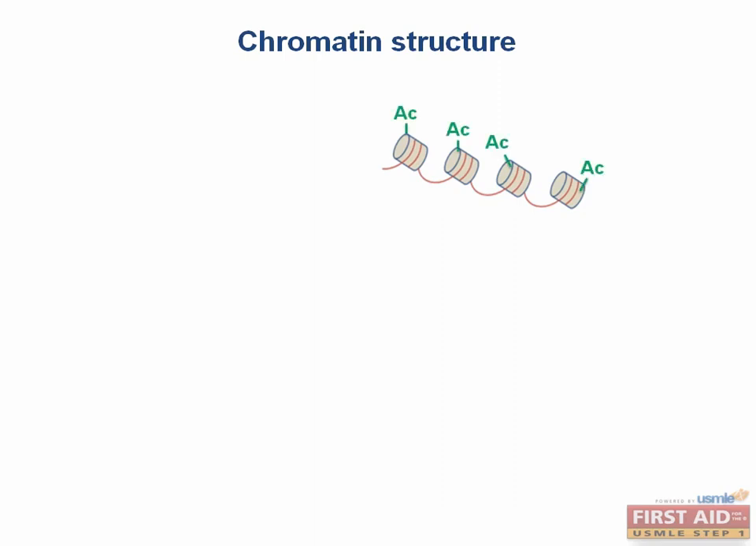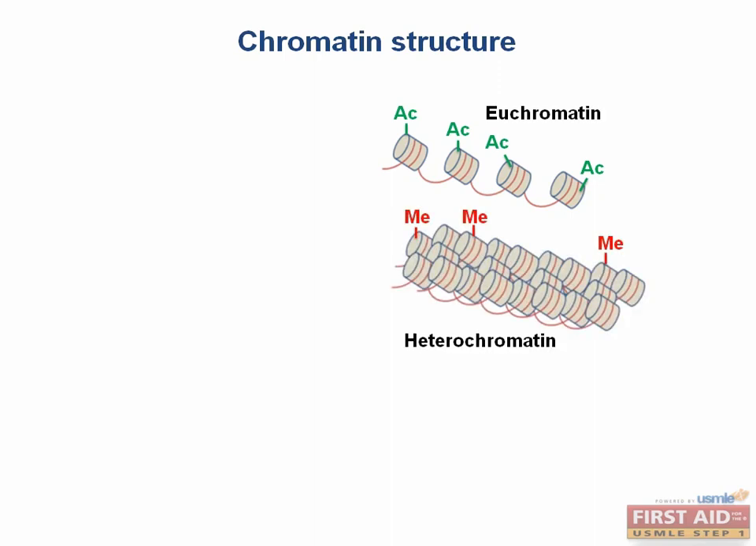But in general, adding acetyl groups or removing methyl groups allows DNA to be more accessible to RNA polymerase and other transcriptional machinery. This is known as euchromatin, which you can see here. In the opposite situation, having more methylation or less acetylation results in tighter binding of DNA to histones so that it can't be transcribed, and this is called heterochromatin. So which is transcribed more, heterochromatin or euchromatin? That would be euchromatin, since it's more accessible to the transcriptional machinery.